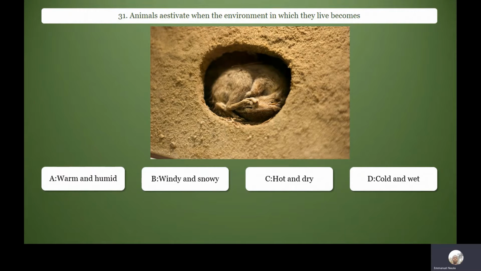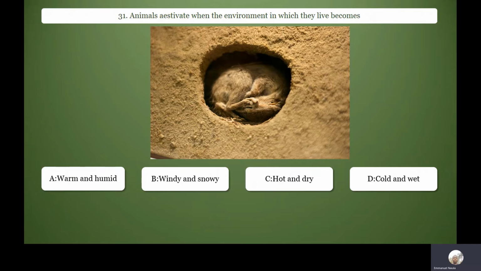Animals estivate when the environment in which they live becomes, the correct option here is C, hot and dry. The animals go into a dormant and inactive period because of the hotness and dryness of the environment. It's called estivation.